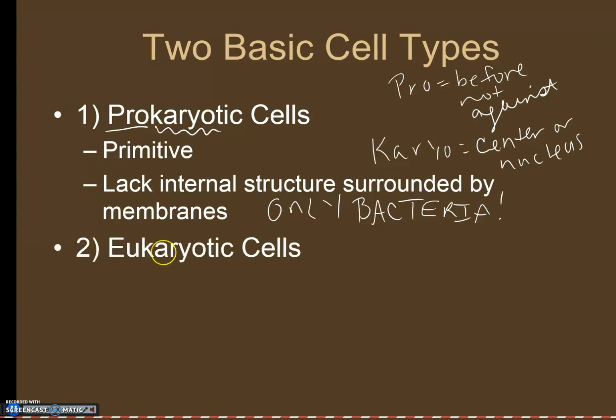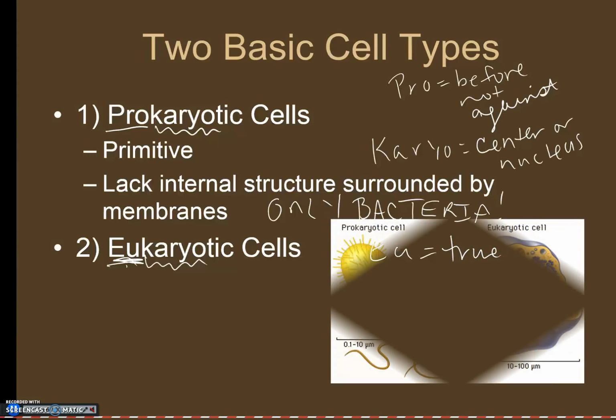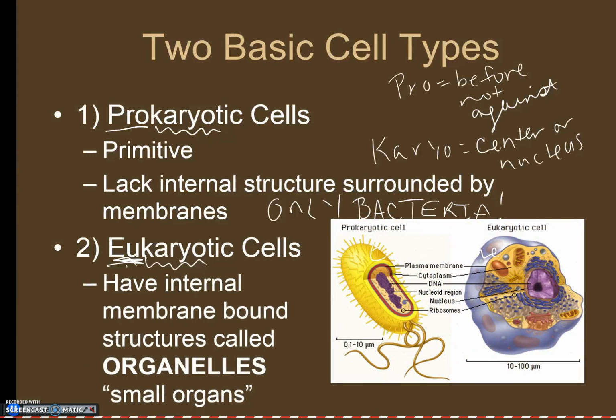Eukaryotic cells. So again, you can still see that it's got that Latin base of karyo, which still means center or nucleus, but now we have the prefix eu, and eu means true, complete, real. So eukaryotic cells are those that do have a nucleus. They do have internal membrane-bound structures called organelles. Organelles just means small organs, small pieces that have different jobs.